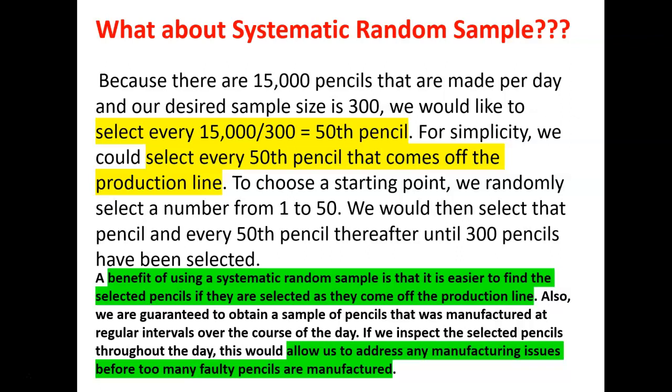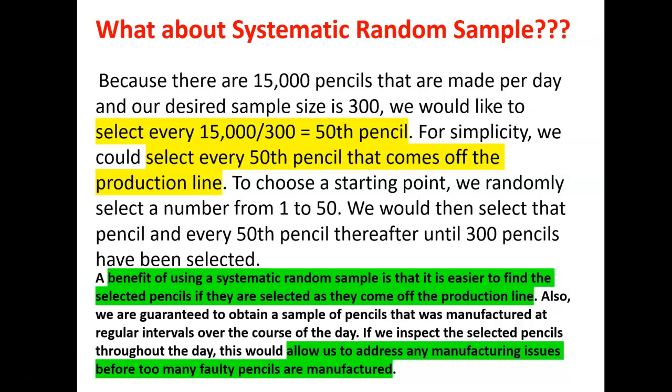15,000 pencils are made per day, and our desired sample size is 300. So, a little division here. If you divide by 300, you get 50. So every 50th pencil would be a great way to look at it. Now, I love this. For simplicity, we select every 50th pencil that comes off the production line.